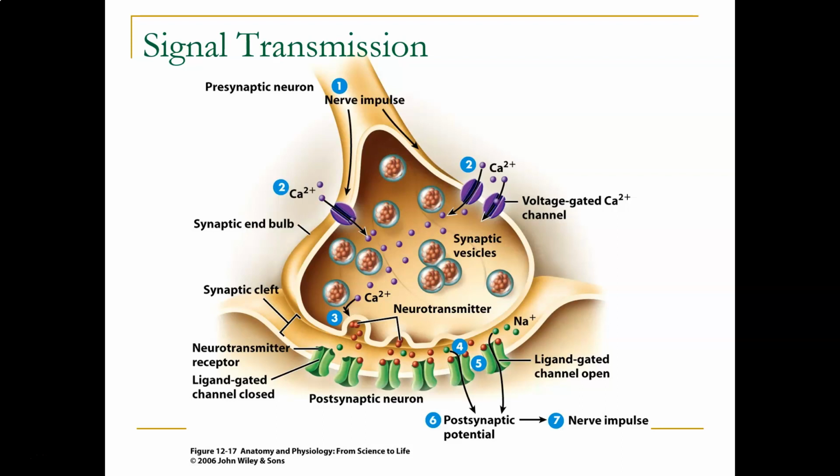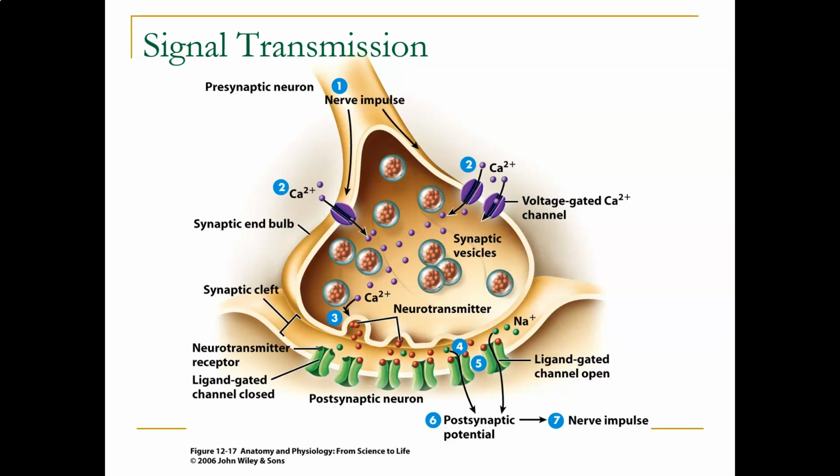So for motor and interneurons, the signal that causes the graded potentials is always a neurotransmitter. EPSPs and IPSPs are always caused by neurotransmitters. So they have chemically controlled gates, ligand gated channels.